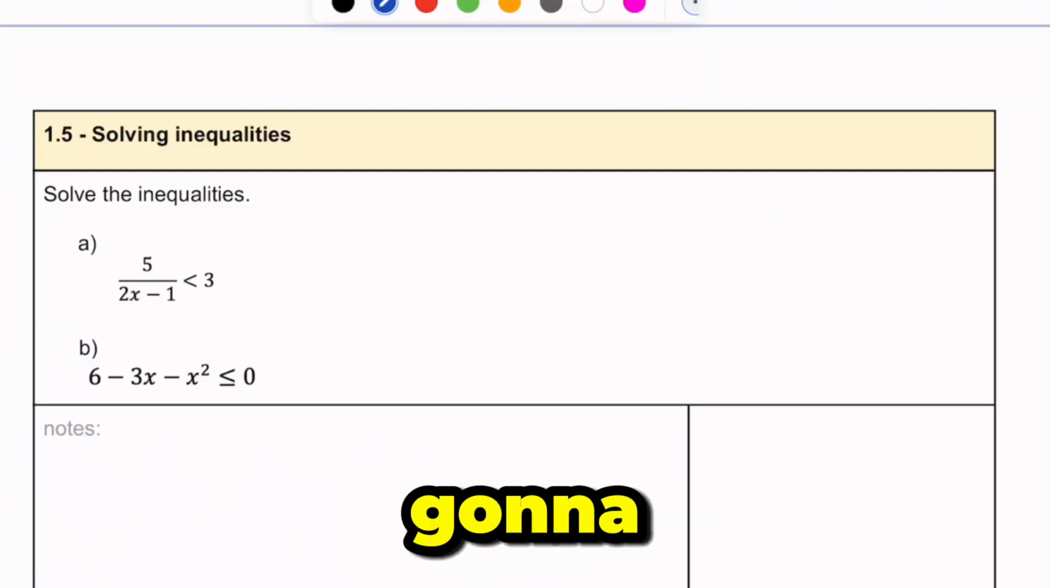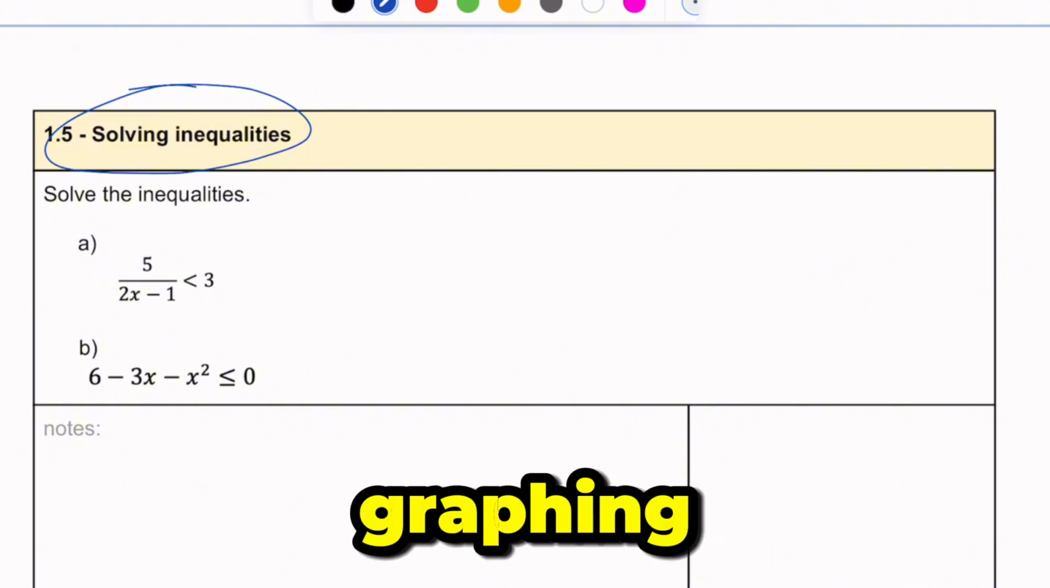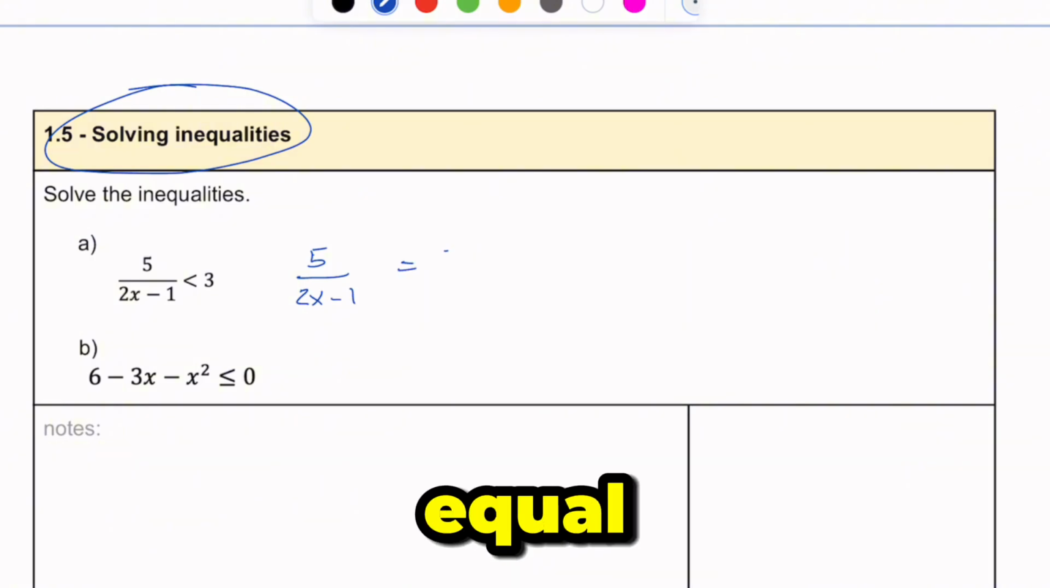Hi everyone, so we're going to solve some inequalities here. We're going to use the technique of graphing to do this. So I just want to start off by saying maybe one of the things that we need to think about here is actually graphing 5 over 2x minus 1, but then it is also equal to 3.